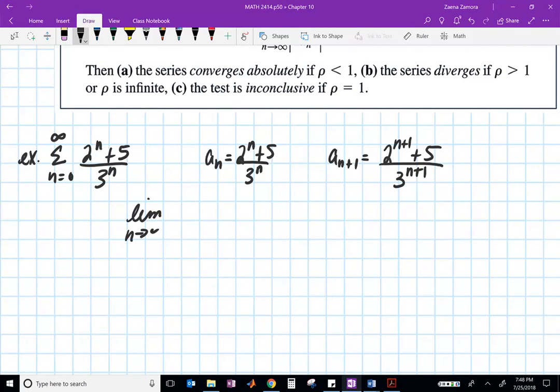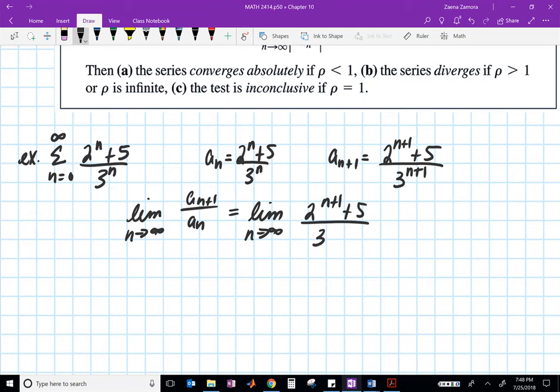So as n goes to infinity, we do a sub n plus 1 divided by a sub n. So we're going to have the limit as n goes to infinity. A sub n plus 1 is (2^(n+1) + 5) divided by 3^(n+1), divided by a sub n. I'm just going to multiply by the reciprocal, times 3^n over (2^n + 5).